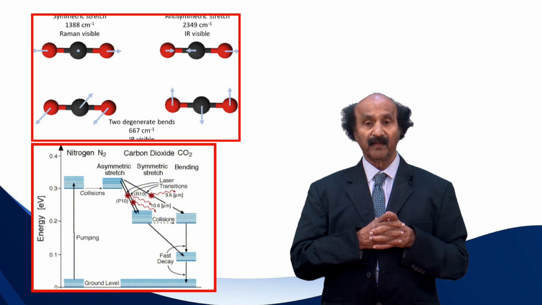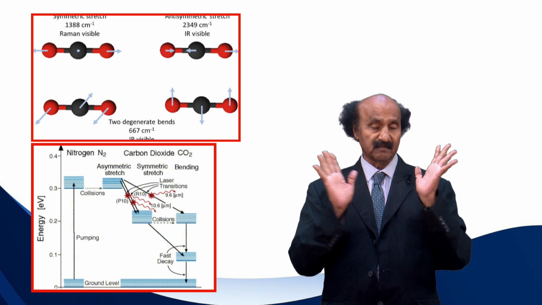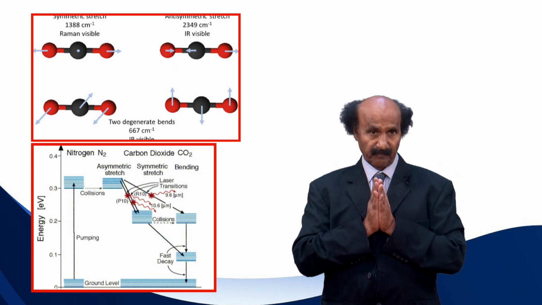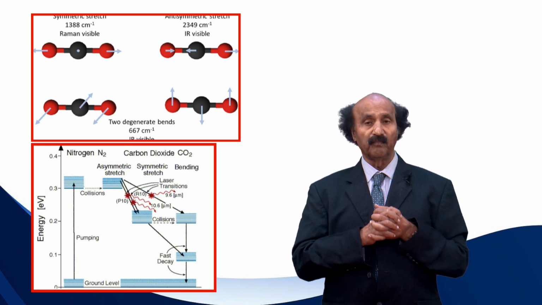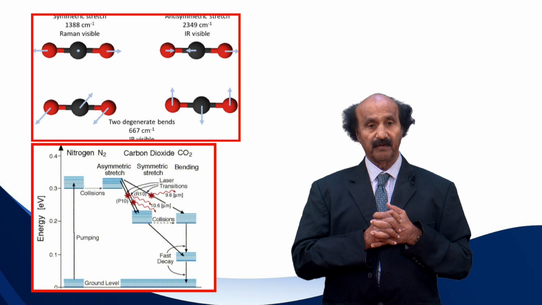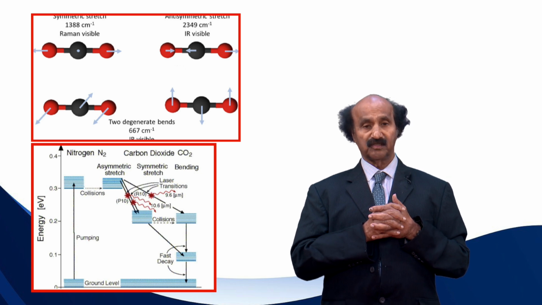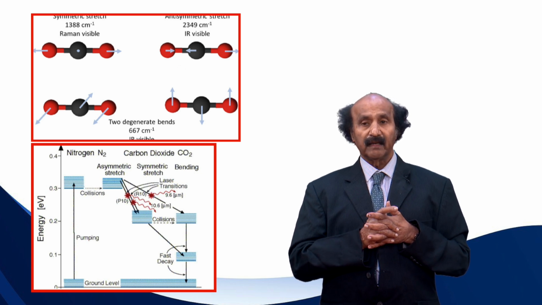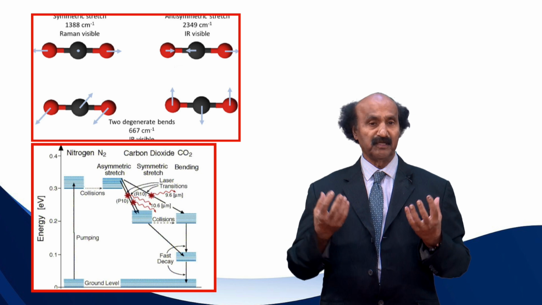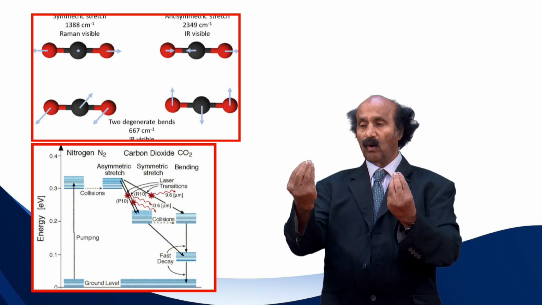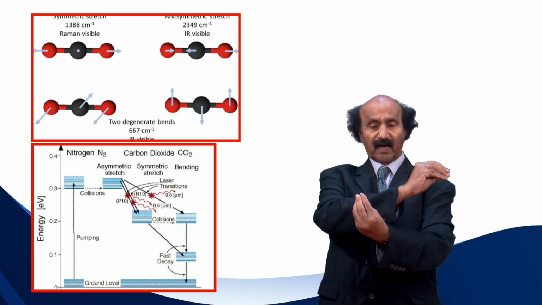The CO2 laser is a gas laser. First thing, it is a gas laser. A gas like CO2 has a carbon atom and 2 oxygen atoms. It will be a dumbbell shape. C will be somewhere here, oxygen will be here, another oxygen will be there.